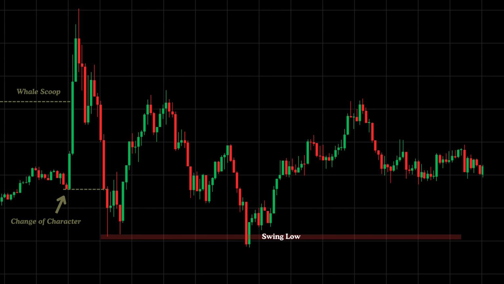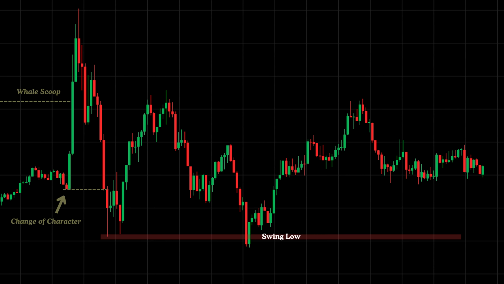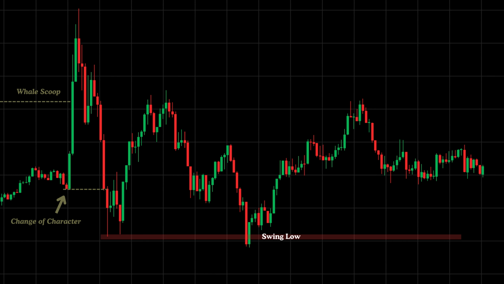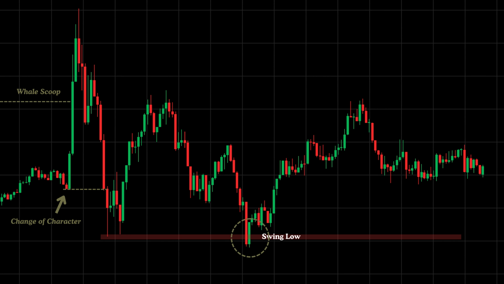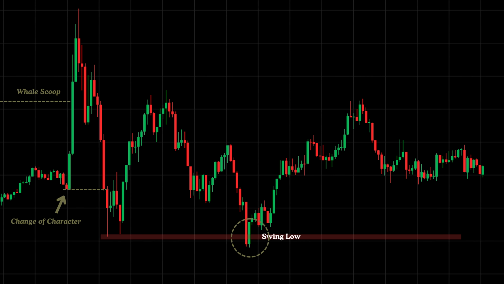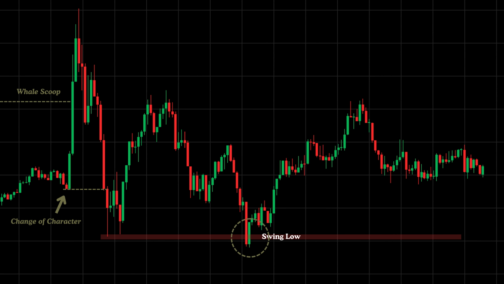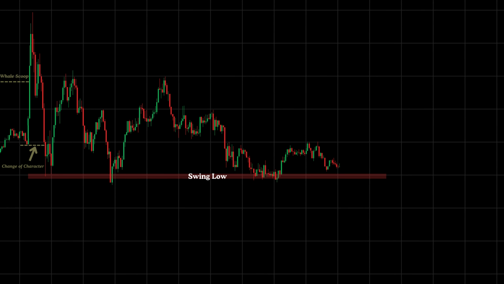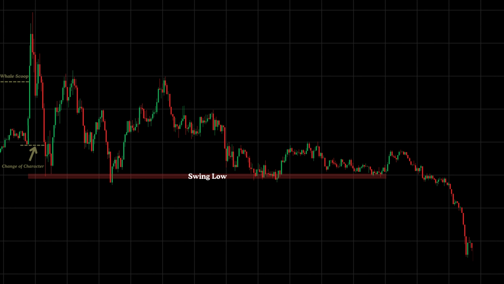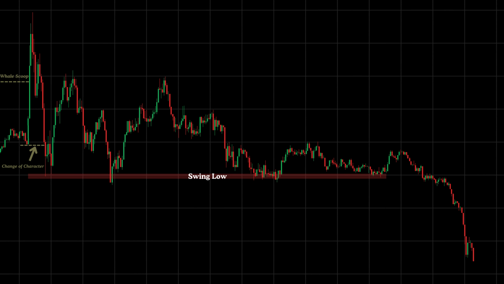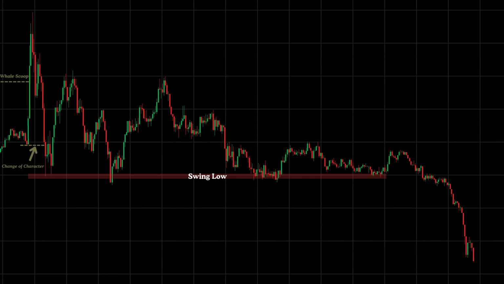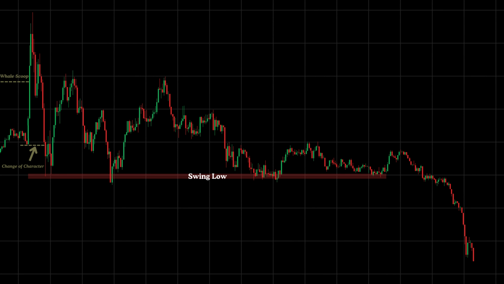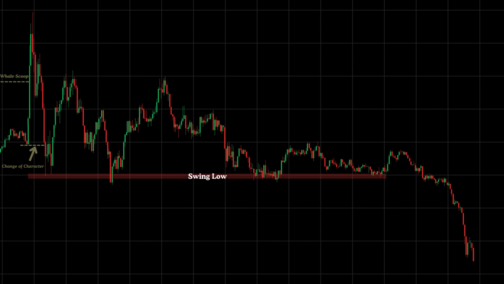Now that our sell limit order is placed, let's monitor the trade. As the price action unfolds, we can see the market triggers our order and begins to push downward, aligning well with our expectations and the whale scoop conservative entry strategy. Eventually, the price reaches our predefined take-profit target, delivering a favorable reward-to-risk ratio and confirming the success of this trade setup. Now, let's move on and analyze another example.